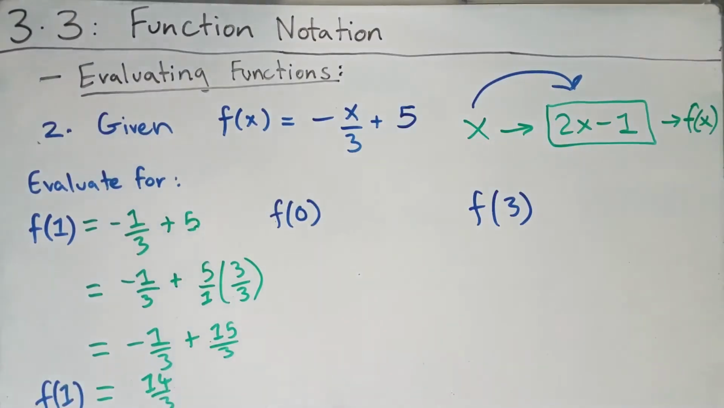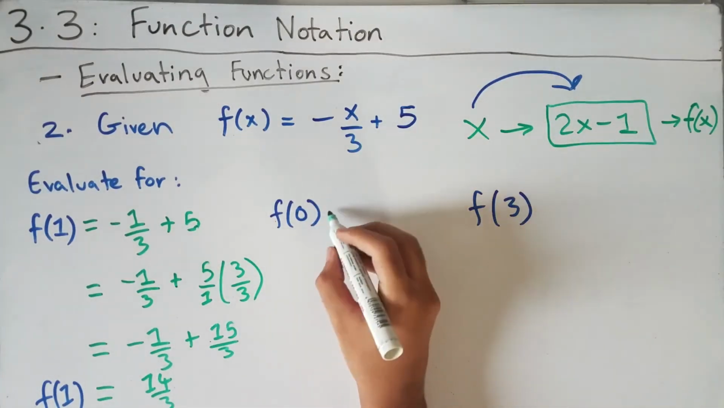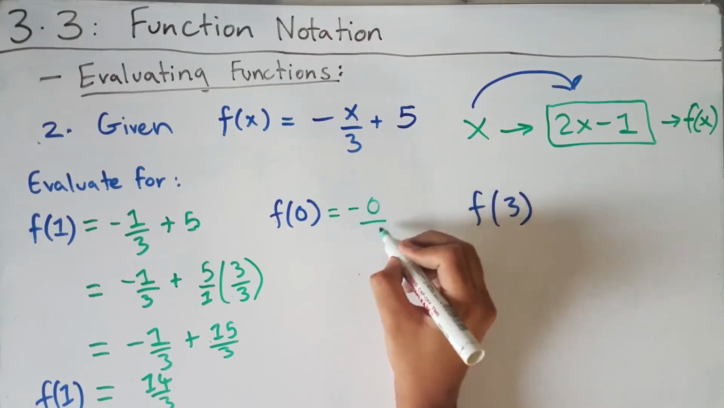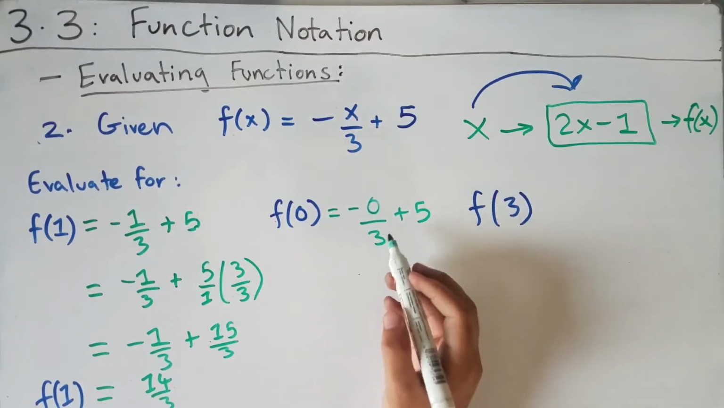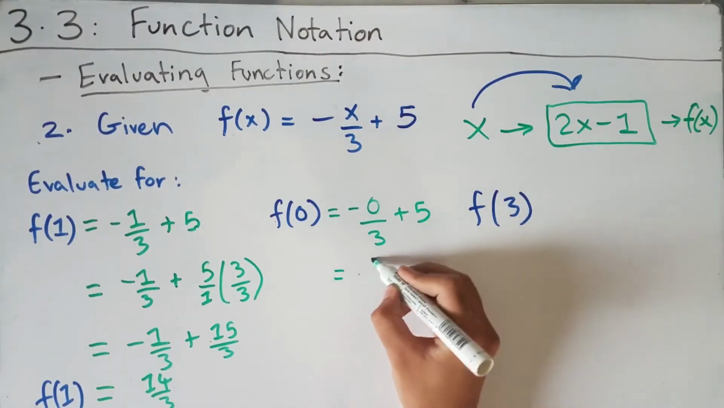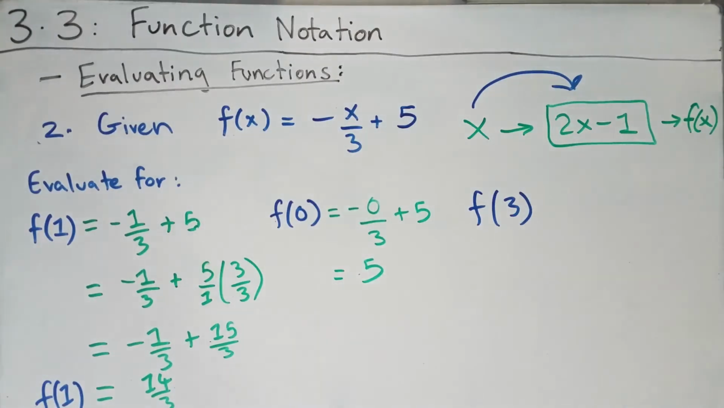So when x equals 1, f of 1 equals 14 over 3. Now let's solve f of 0. So we're plugging in 0 for our x value. So negative times 0 over 3 plus 5. Negative 0 over 3 is simply 0, so we're left with 5. So our f of 0 would equal 5.